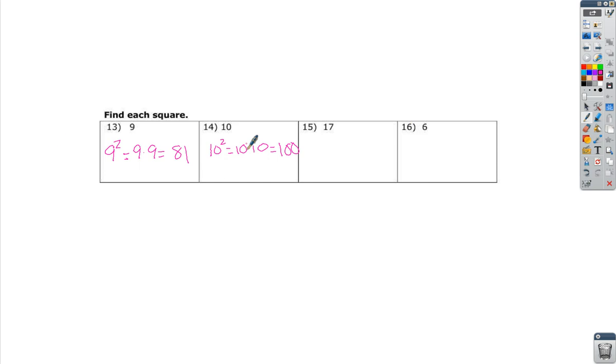Okay, 17 squared equals 17 times 17 equals 289. 6 squared equals 6 times 6, and 6 times 6 is 36.